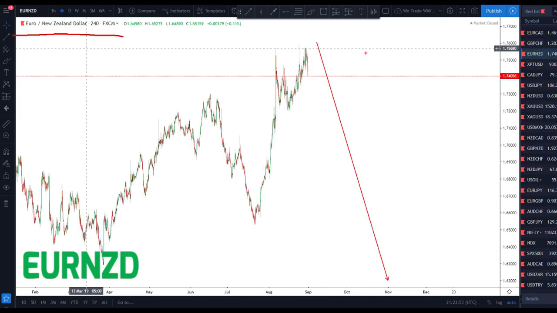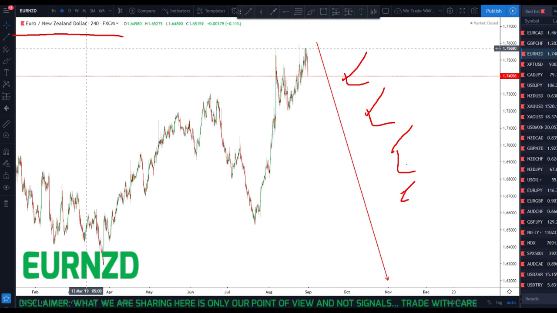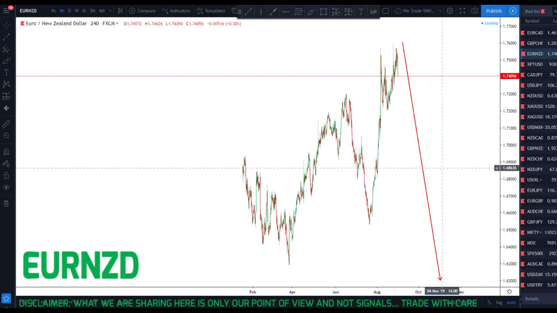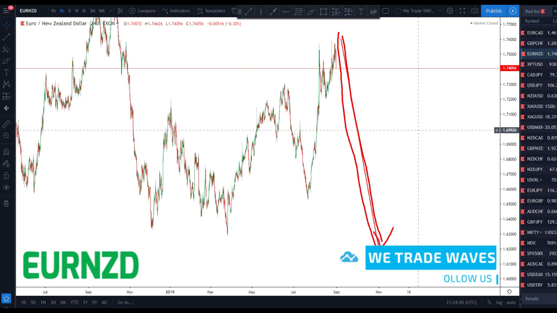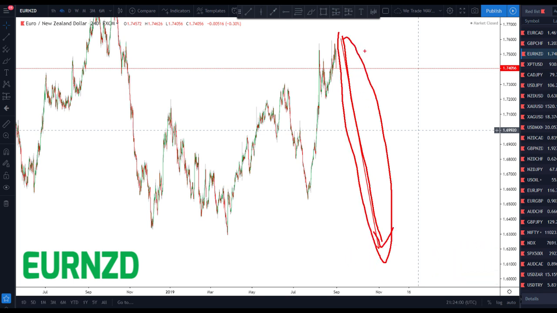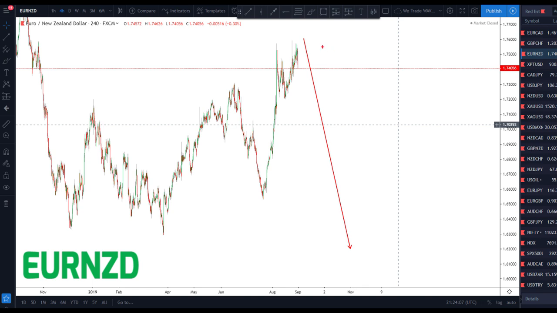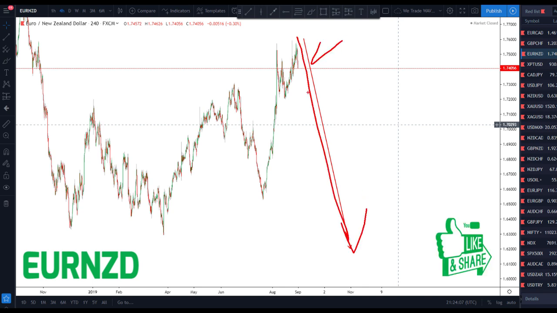Euro New Zealand, we are looking for this down wave and this down move. You know that, right? This is the bigger picture and we are expecting this down wave. This is the wave we are looking for. Downside, no buy setup for us. If we get a sell setup from here, we'll go for this one. We are already in this sell and we'll go for this one again.